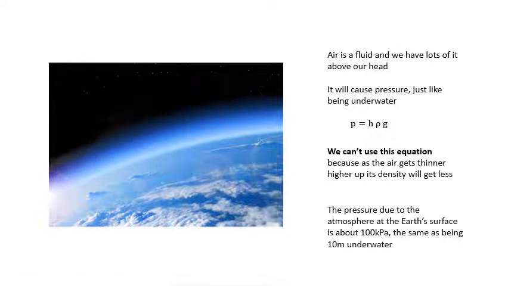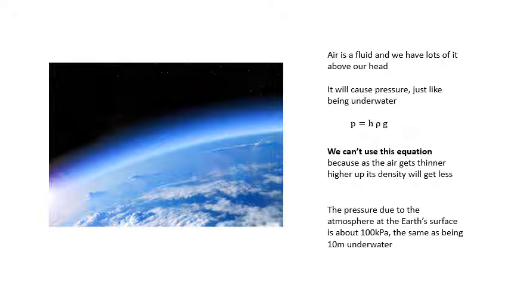Now, air is a fluid. A fluid is a liquid or a gas, and we have lots of it above our head. And so this air above our head is going to cause pressure, just like being underwater. Now, we did this equation P is H rho G in the last video. We can't use that equation to work out atmospheric pressure. Why not? Because as you get higher up, the air gets thinner, so the density is going to get less and less and less. So what value for rho, the density of air, do we use?